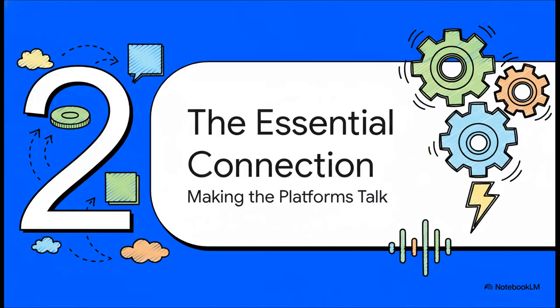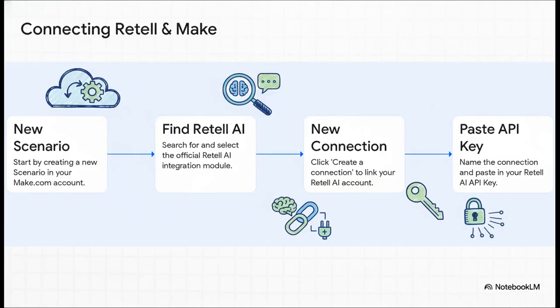So the very first step, the foundation for everything else we're going to do, is getting these two powerful platforms to talk to each other. And you'll see just how simple this one-time setup is. Let's walk through it right now. Okay, so in Make.com, you'll start a new thing called a scenario. From there, you just search for the official Retell AI module. Once you select it, it'll prompt you to create a connection. You'll just give it a name you can remember, and then it's going to ask you to paste in something called an API key.